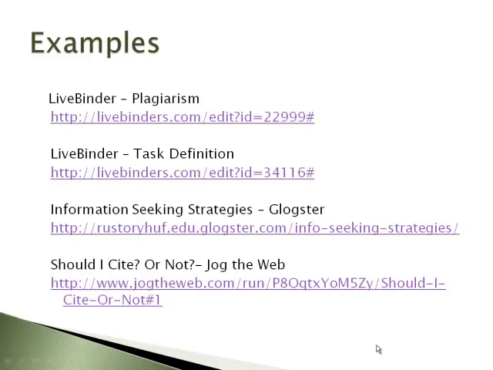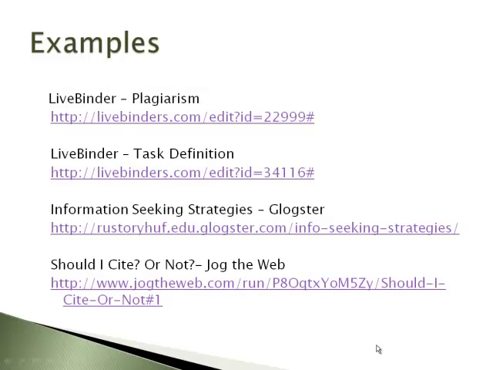For example, the live binder on plagiarism is one that I use with classes that visit my library. LiveBinder is a nice tool that takes multiple web pages that you select on any topic and then puts them in a format that is wonderful for presentation. Earlier I mentioned Glogger. If you go to this Glogger site that is listed here, be sure and look for the red circles that show up. Click it and see what happens.